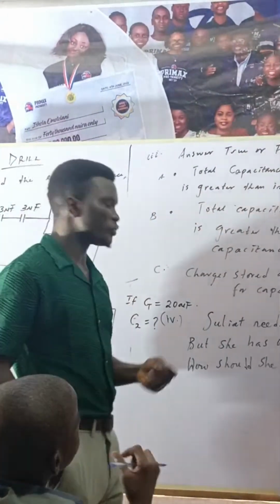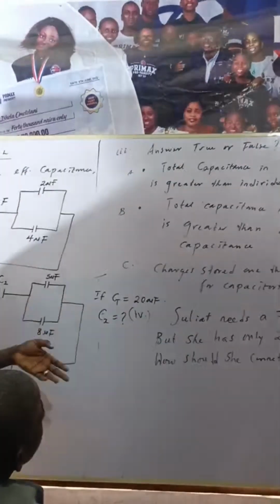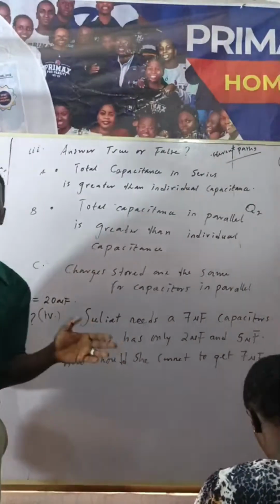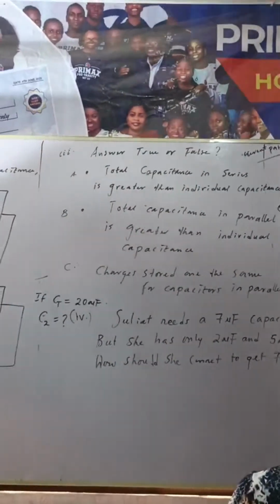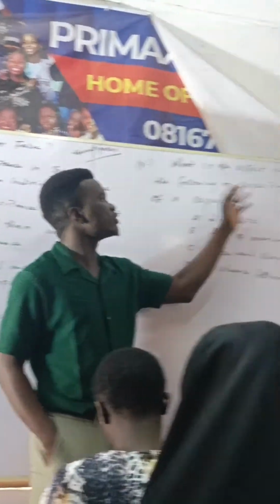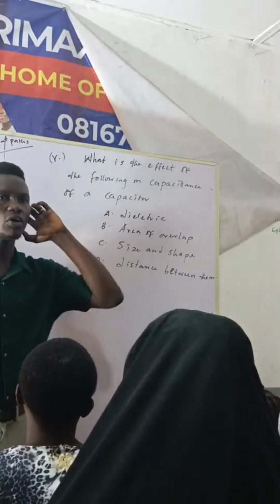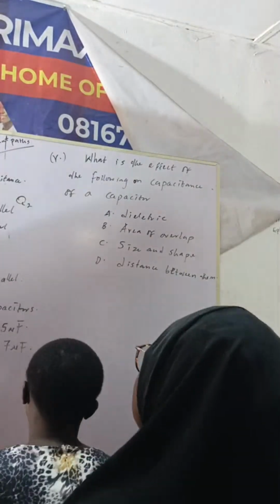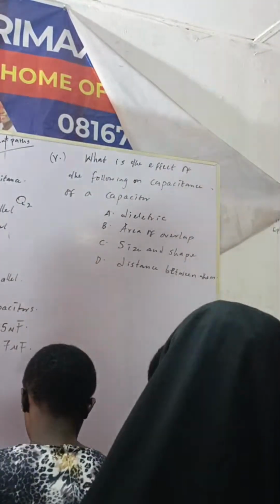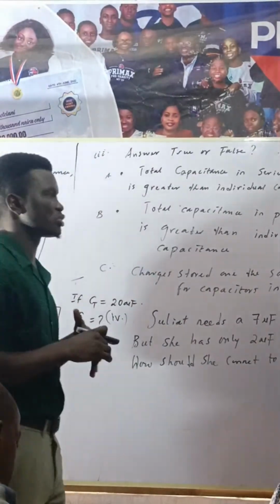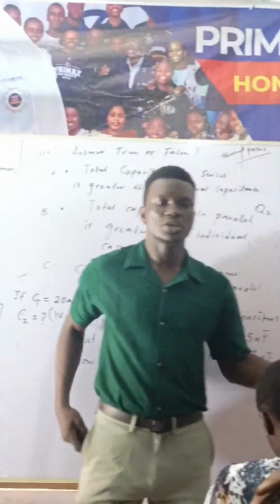Then answer question 4. Suliat needs a 7 microfarad capacitor, but she has only 2 microfarad and 5 microfarad. How should she connect to get 7 microfarad? What is the effect of the following on capacitance of a capacitor? There are some other questions coming to my brain. But let's hold this for now.